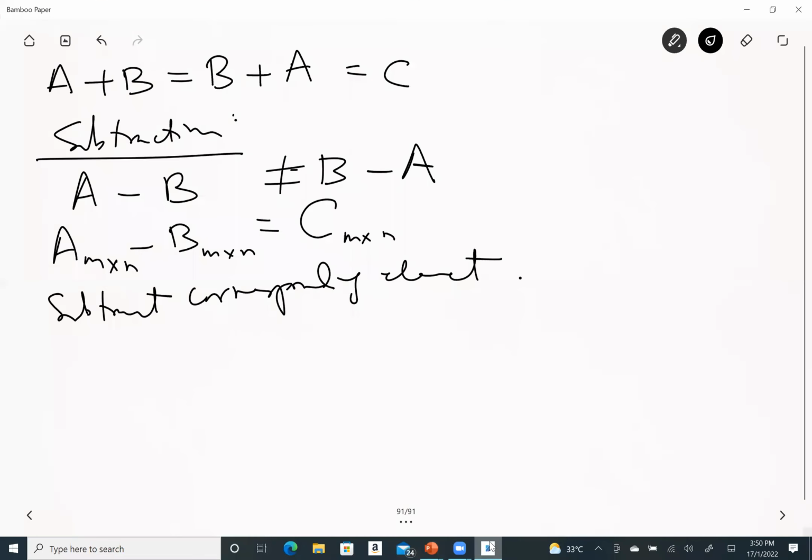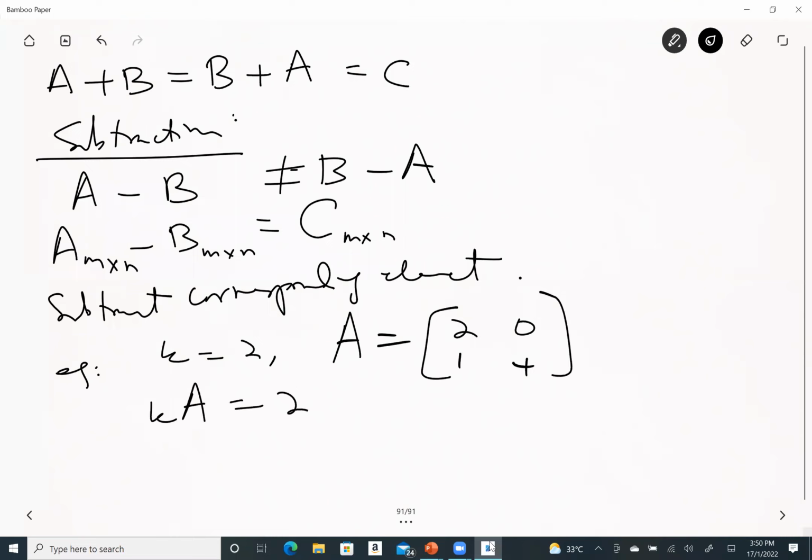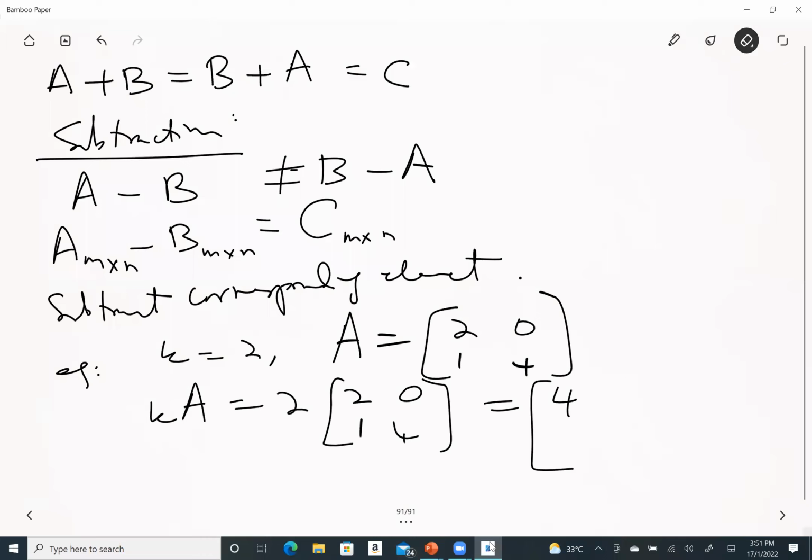Example, let's say k equal to 2, A equal to 2, 0, 1, 4. So if you want to multiply kA, what is it? 2 times A. So you multiply the constant 2 with every element. So 2 times 2, 4. 2 times 0, 0. 2 times 1, 2. 2 times 4, 8. All right. So that is scalar multiplication.